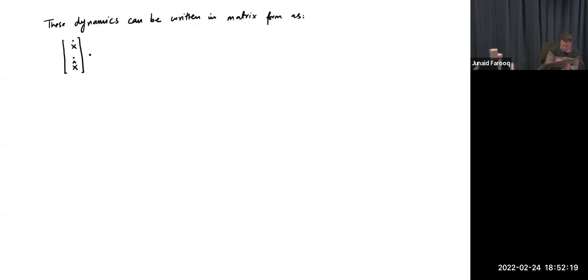these dynamics can be written in matrix form as, let's say, x dot and x hat dot. So if you write this in the form of a matrix, here we will have x and x hat. By looking at the two equations that I wrote in the previous slide, you will eventually get A here minus BK here, LC here, and A minus LC minus BK here. Right, so this equation you could call A star.